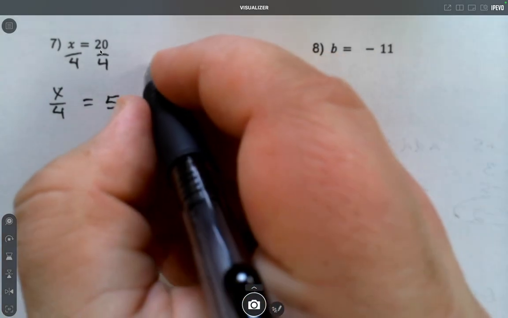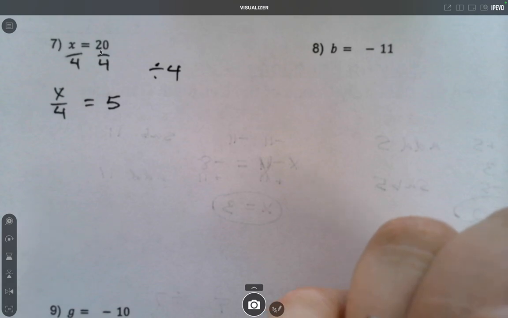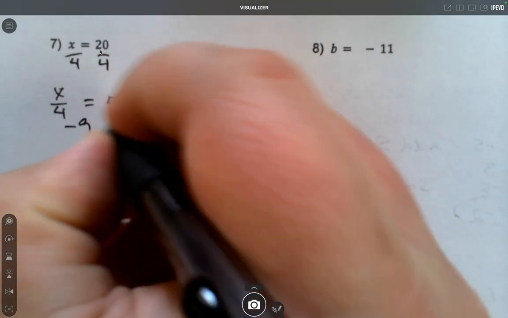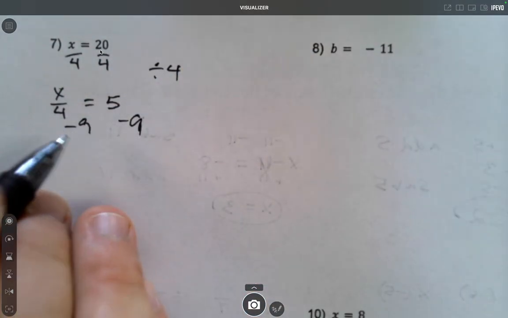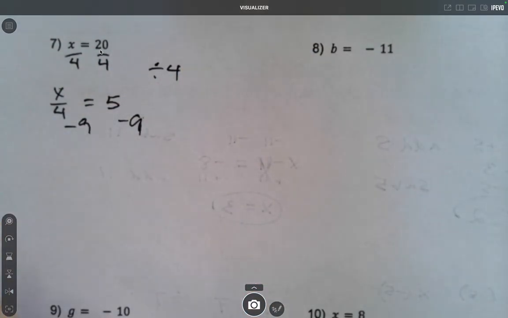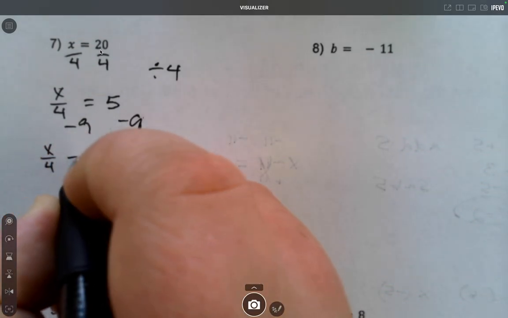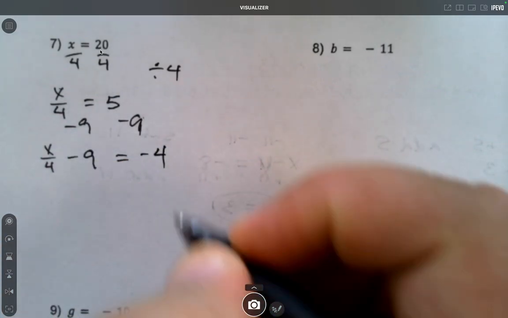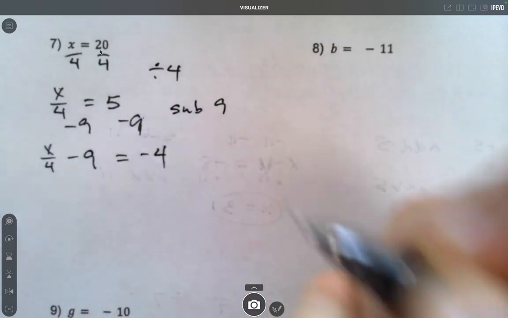I divided by 4. What's my next step? Let's do minus 9. So I will subtract 9 from both sides. Now the x over 4 and the 9 are not like terms, so they cannot be combined. We will do x over 4 minus 9. 5 minus 9 is negative 4. So I divided by 4 and then I subtracted 9.